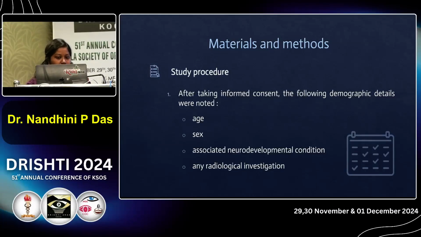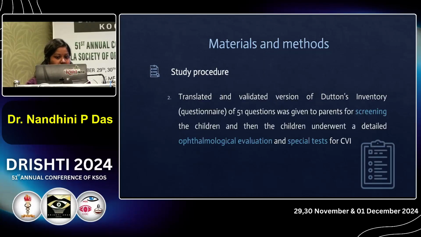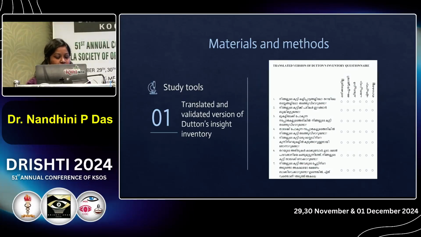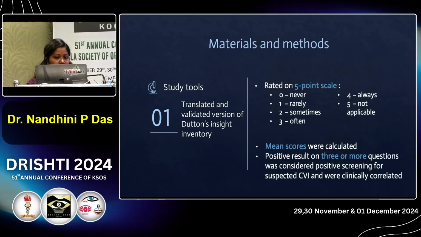Study procedure. After taking informed consent, demographic details like age, sex, associated neurodevelopmental condition and any radiological investigations were noted. Following this, a translated and validated version of Dutton's Insight Inventory containing 51 questions was given to the parents for screening of the children, and then these children underwent a detailed ophthalmological evaluation and special tests for CVI. The study tool includes a translated and validated version of the Dutton Insight Inventory in Malayalam. Each question is rated on a 5-point scale, where 0 means never, 4 is always and 5 is not applicable, and mean scores were calculated.